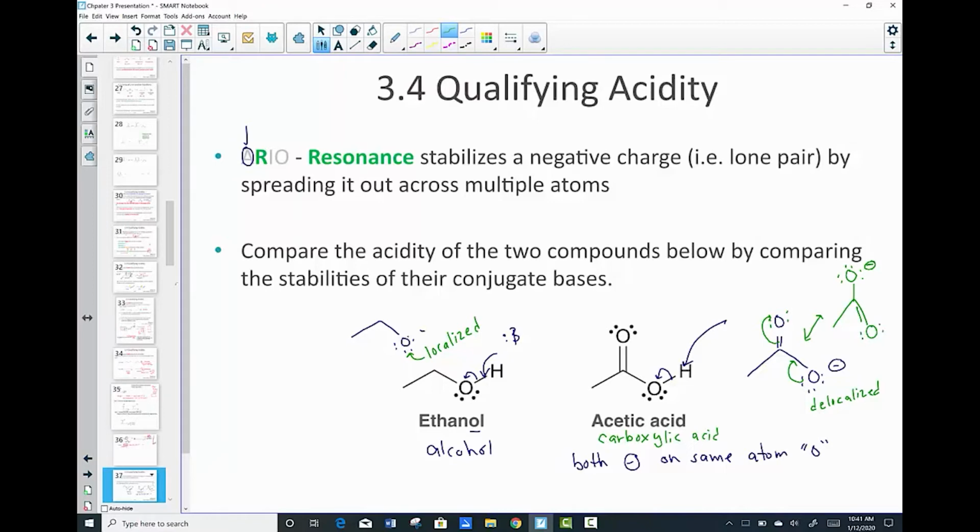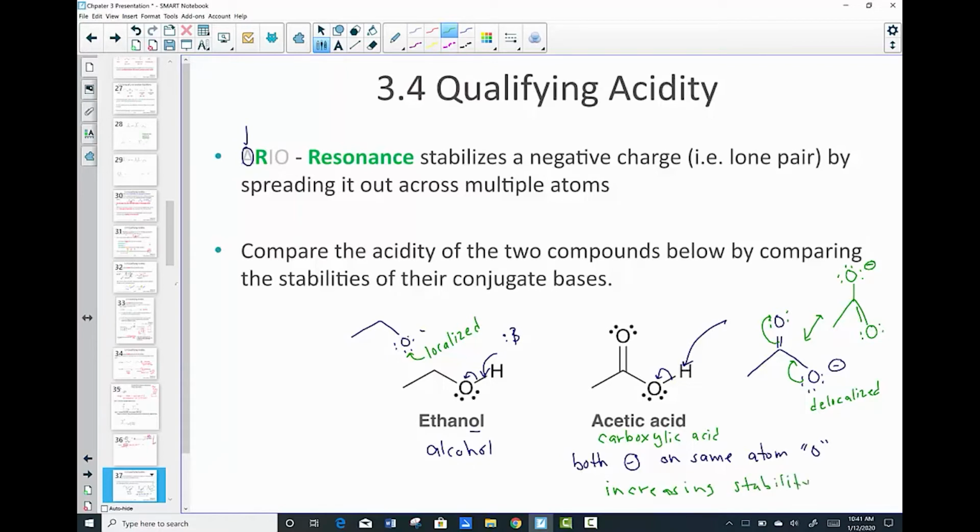That's a resonance stabilized structure. It can go back and forth and delocalize the pair of electrons. Delocalizing a pair of electrons increases stability. Resonance stabilized structures increase stability through the delocalization of the pair of electrons.